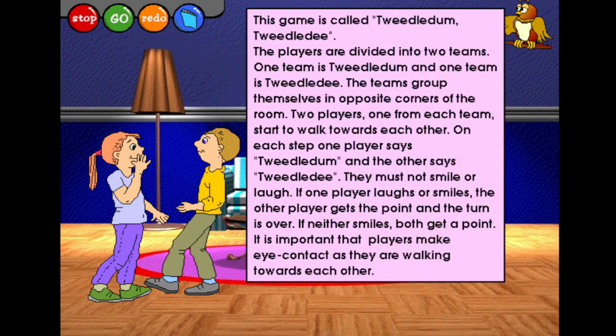Read these instructions for playing a game. Click on the book if you would like me to read it for you. Click on Go to continue.